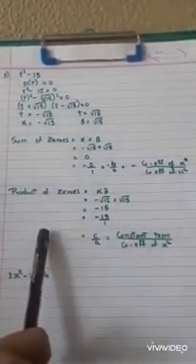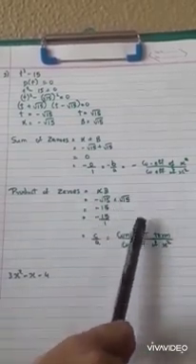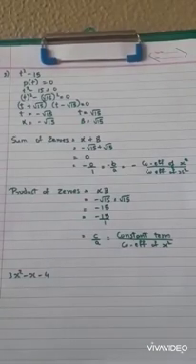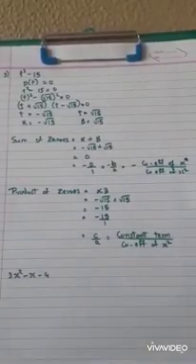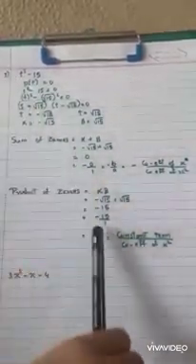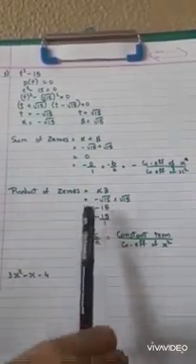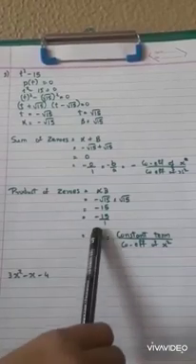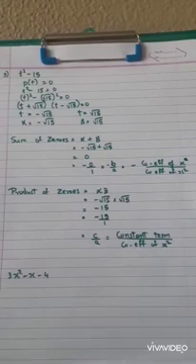Next is the product of zeros, alpha multiplied by beta. That means minus root 15 multiplied by root 15. Minus times plus is minus. Root 15 into root 15 will be 15. So the answer is minus 15. Now the product of zeros we have to write in the form of c by a. Here c is minus 15, a is 1. So minus 15 upon 1. Now check whether both are the same or not. Here you can see that both are the same. So we write equals c upon a. C means the constant term and a means the coefficient of x square.